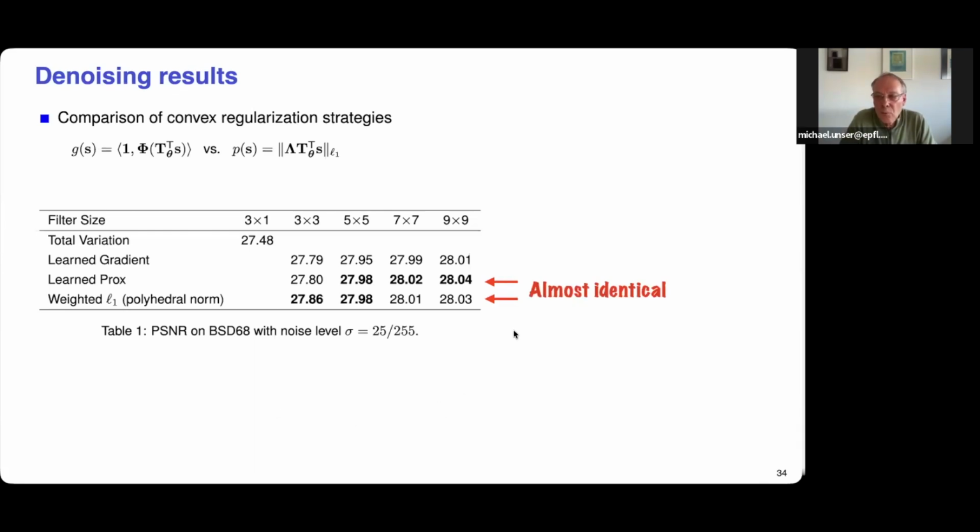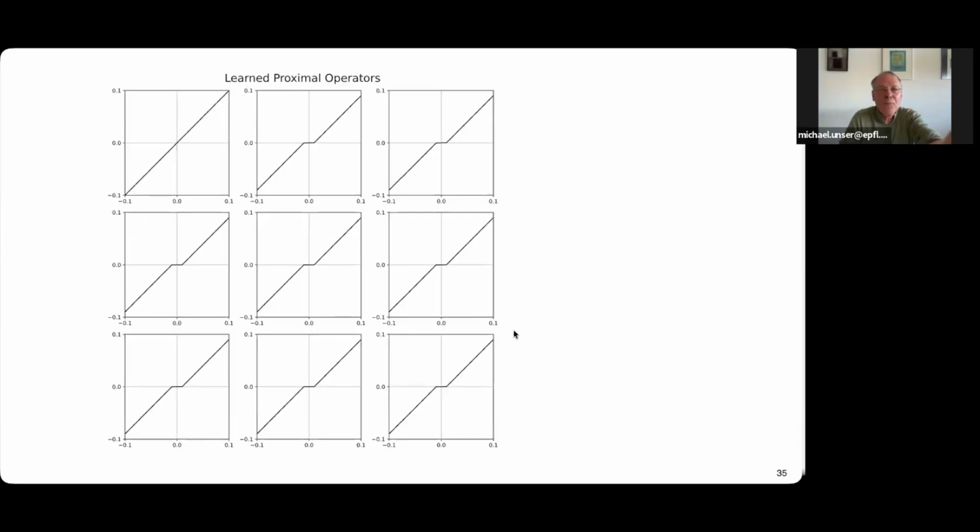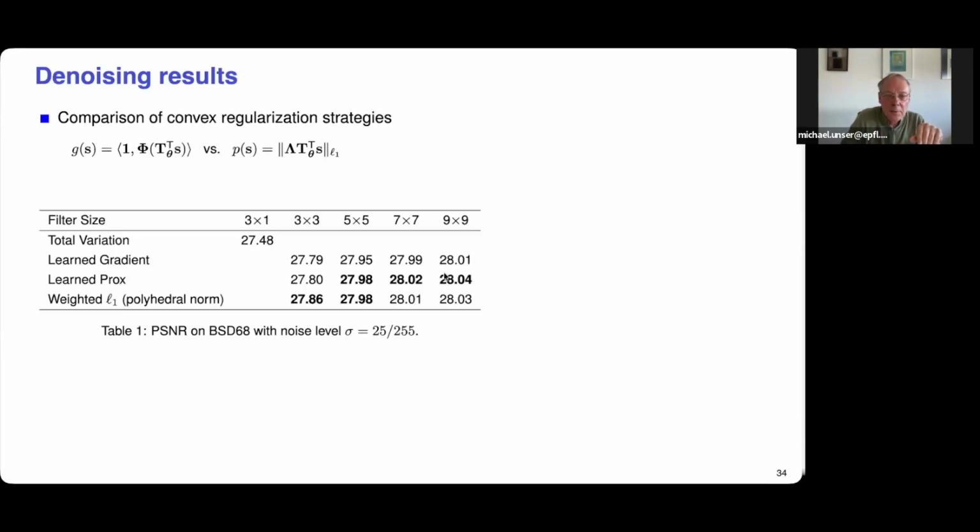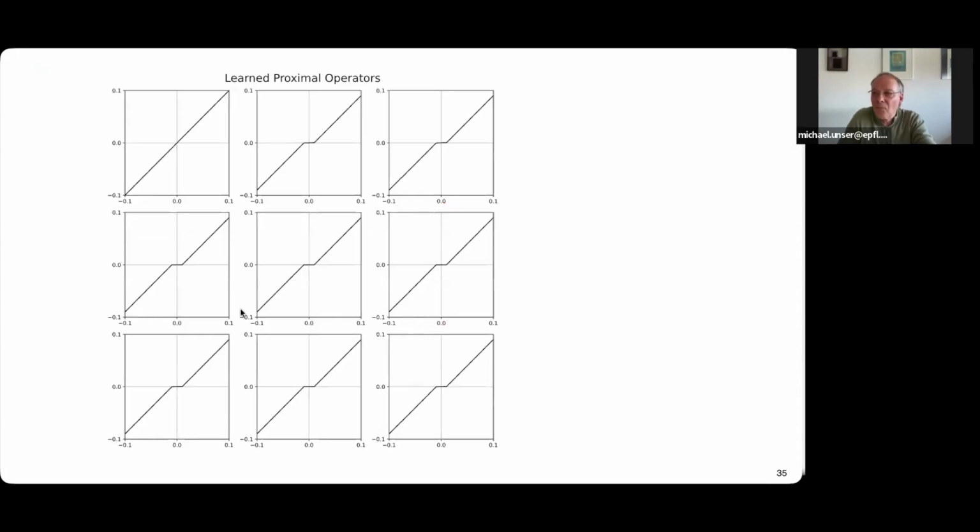And so those things are almost identical. And actually, if we look at the learned nonlinearity for this algorithm here, we were very nicely surprised that it actually exactly learned the soft threshold. Which is very reassuring. It confirms that our theory is exactly on target, because we predicted that the L1 would be universal.